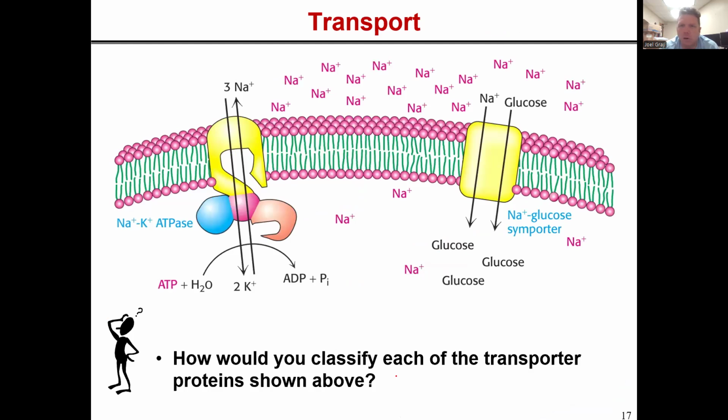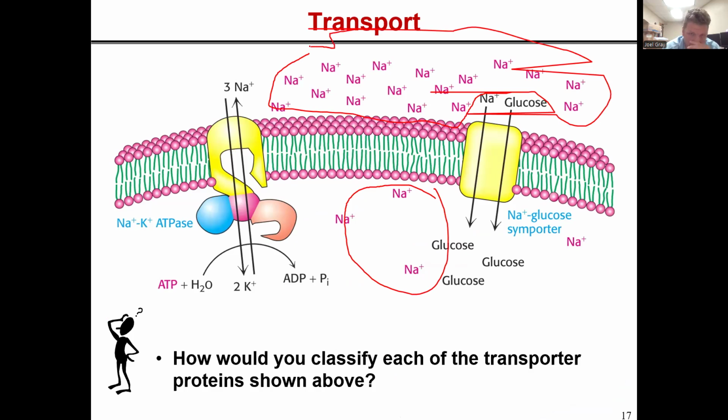And here's another nice picture of that. We've got all these sodium ions to illustrate this. These sodium ions going from an area where there's not a lot of sodium to an area where there's a lot of sodium.